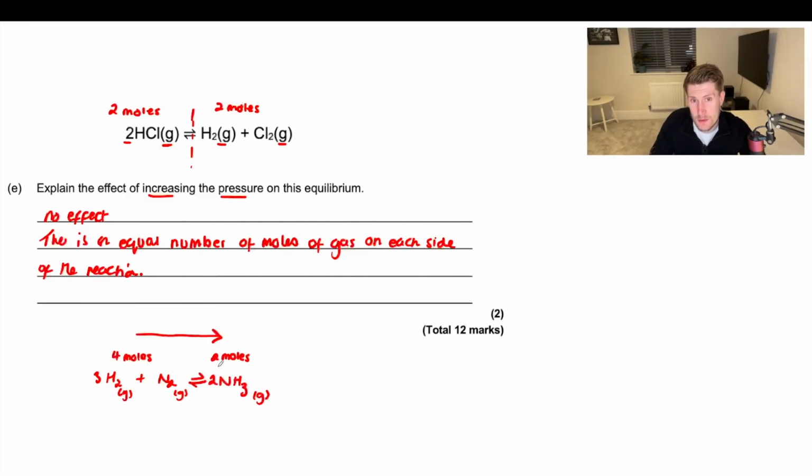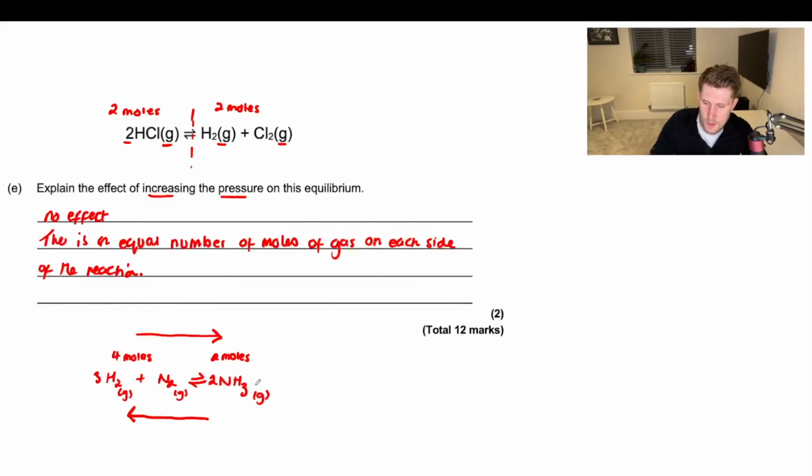If I decrease pressure, it will want to move to the side with the most moles of gas, and we'll have an increased yield of both hydrogen and nitrogen. It's really important as well that you look at these state symbols, because for example, if one of these was a solid, we wouldn't count that in adding up the moles. It's only the moles of gas.